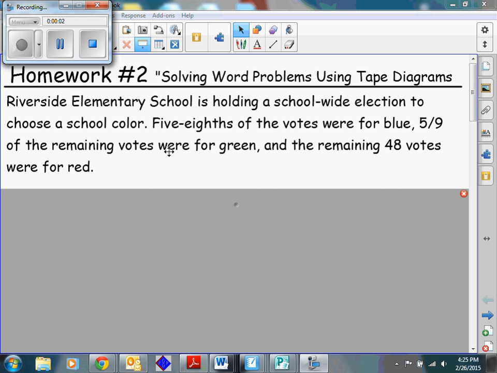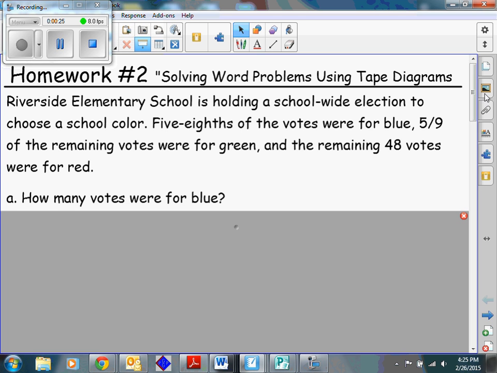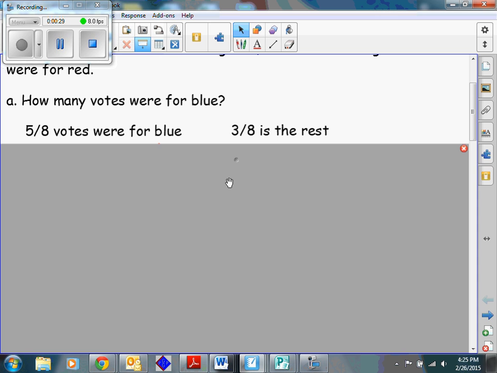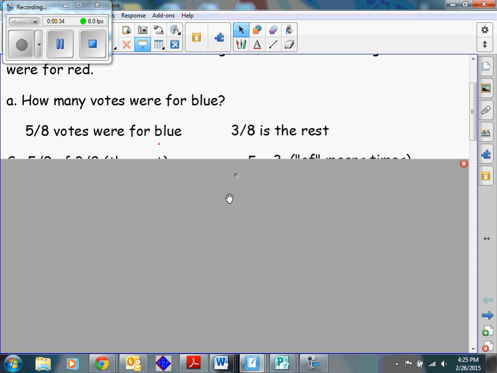Okay, I'm going to attempt to explain the homework on number 2 for solving word problems using tape diagrams. So, Riverside Elementary School is holding a school-wide election to choose a school color. 5/8 of the votes were for blue, 5/9 of the remaining votes were for green, and the remaining 48 votes were for red. So how many votes were for blue? We've got 5/8 for blue, and 3/8, that's the rest.